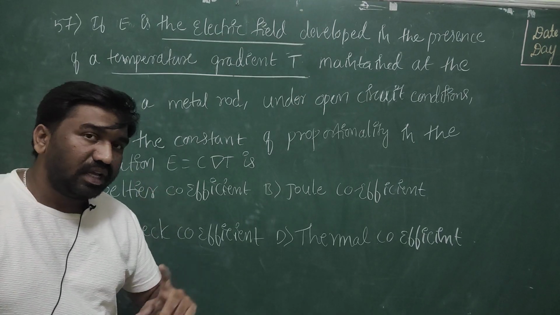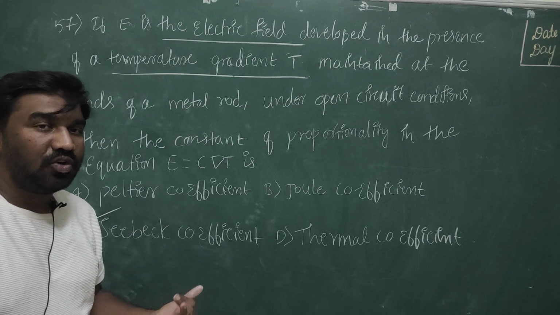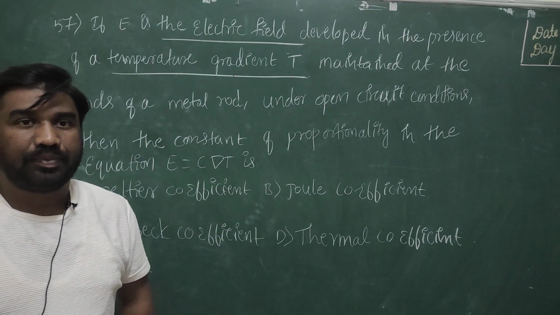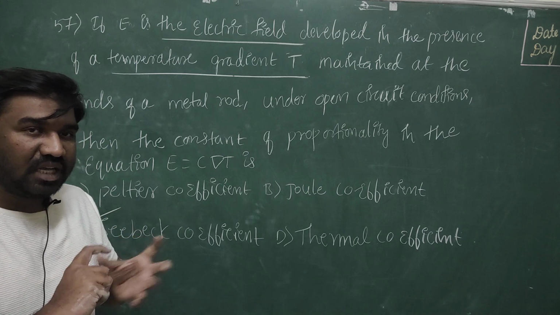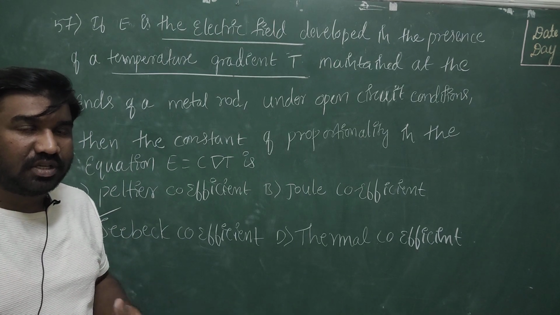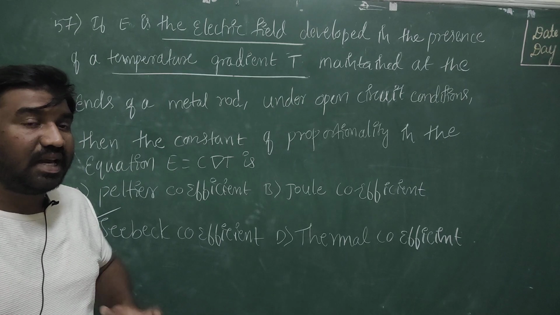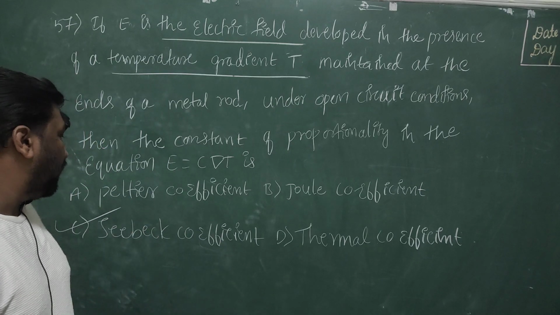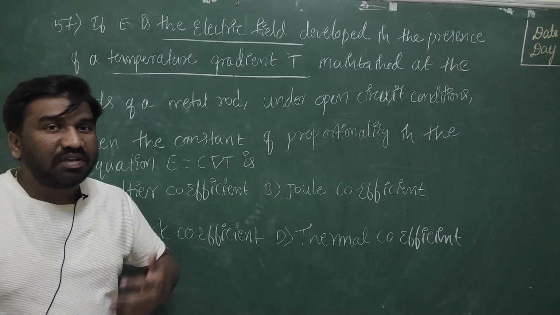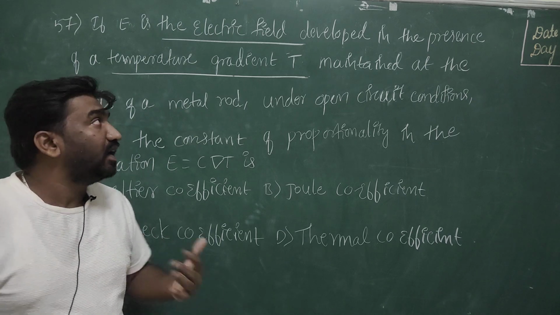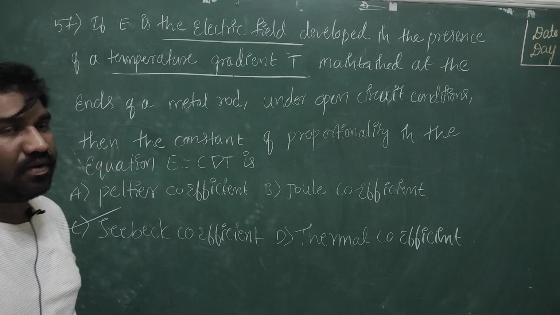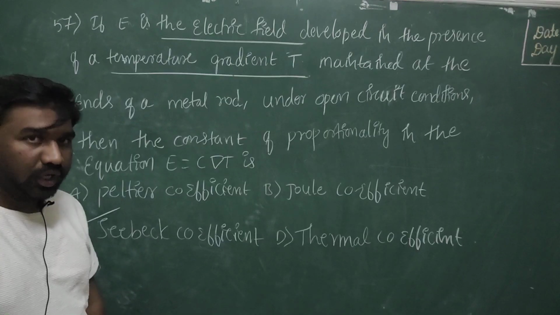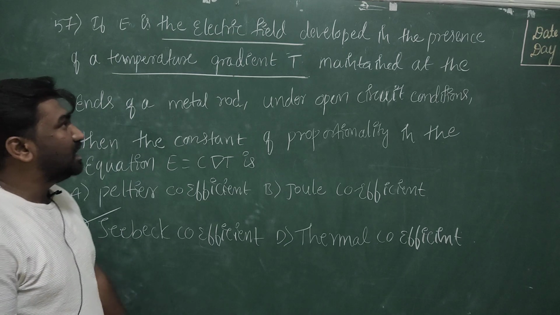The Peltier effect I already explained in the last video. The Peltier effect is the reverse of the Seebeck effect. Because of a change in electric potential, due to some chemical change, thermal energy is generated; that is the Peltier effect. And due to change in temperature, if electric potential or electric field is developed, then that is the Seebeck effect. So option C is correct.